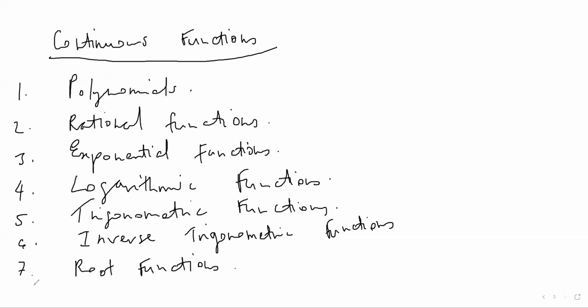These functions are continuous in their domains, meaning that they have to be defined at the number for them to be continuous at the number. If they are undefined at the number, they cannot be continuous at that number. So this is a list of continuous functions, but remember that they are continuous in their domains, meaning they are continuous where they are defined.